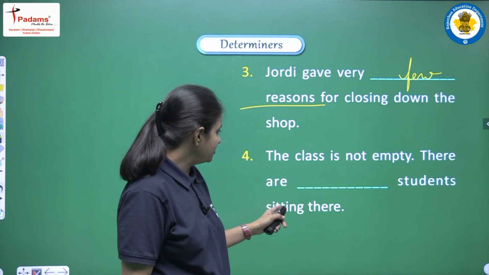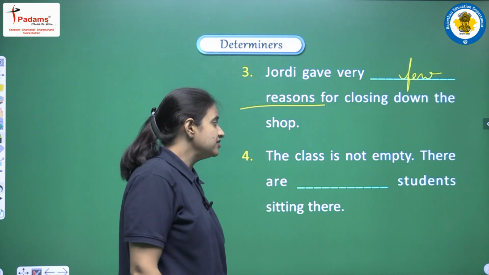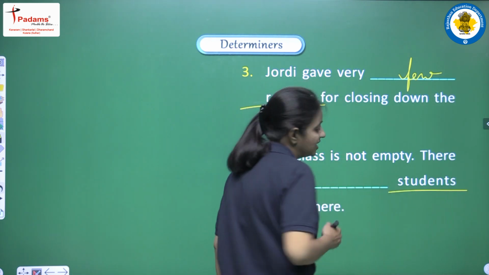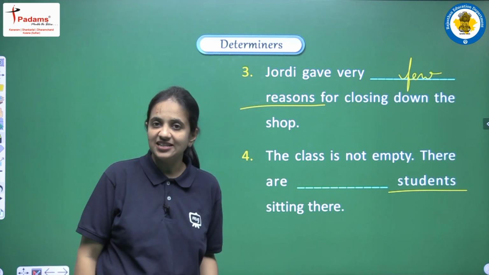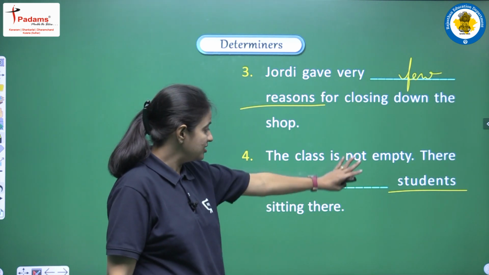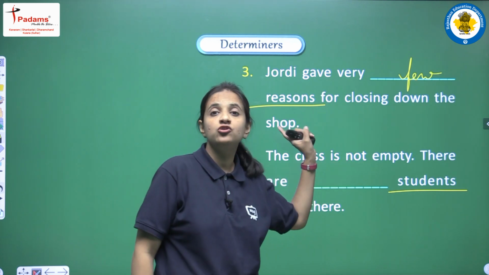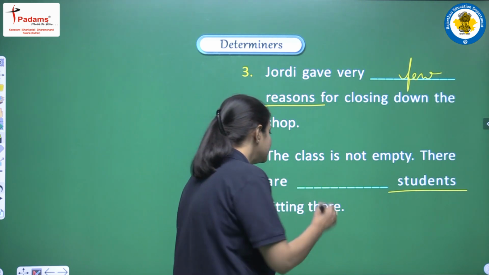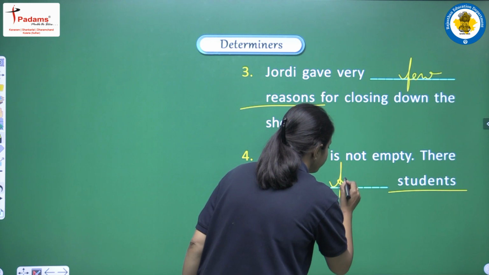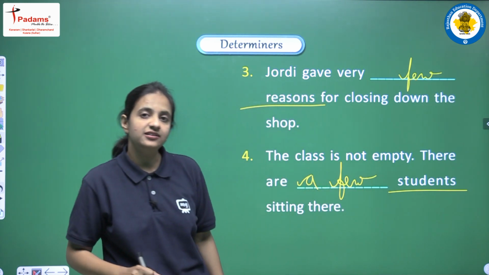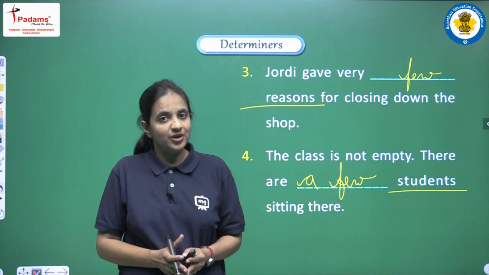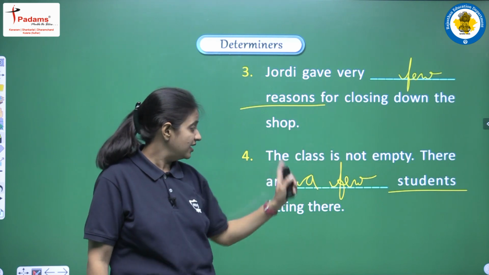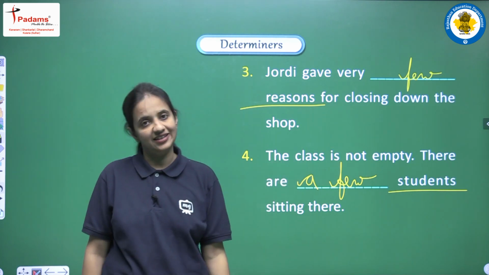Next sentence: the class is not empty. Okay, there are students sitting there. We have students, that is a countable noun. So one thing is clear, that we have to use the few family. Now focus on the sentence. We are saying that the class is not empty. Because of this reason, that the class was not empty, it means that there are a few. So here we are saying that still a positive number of students were sitting in the class. This was the reason we are saying that the class is not empty. There are a few students sitting there.